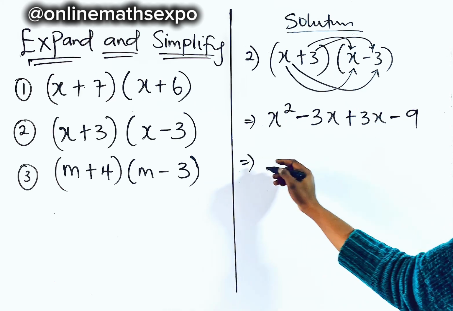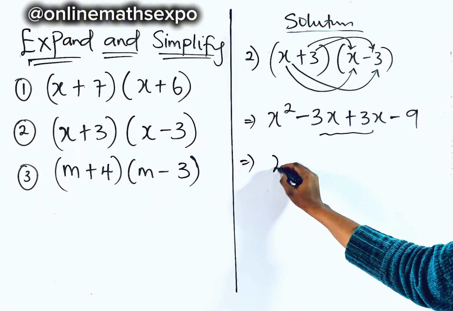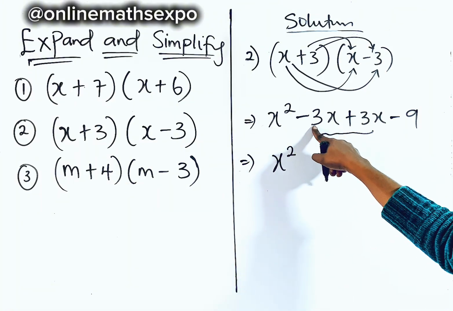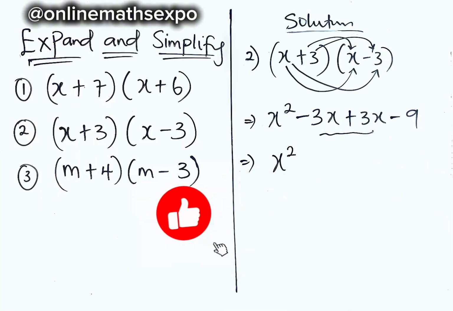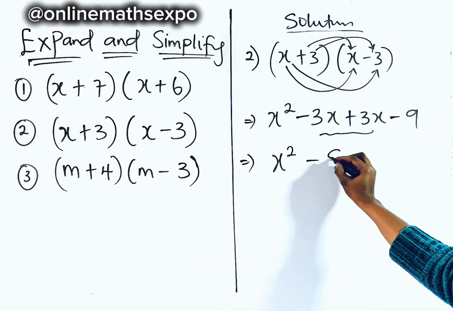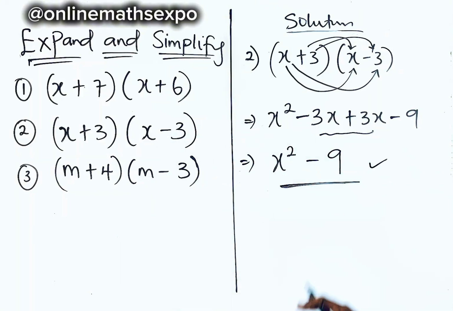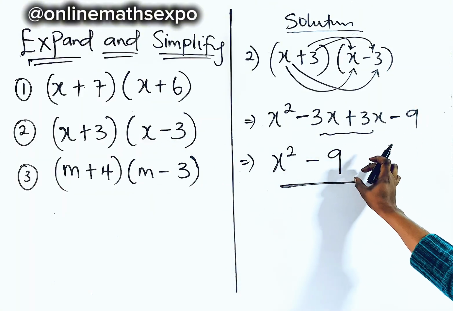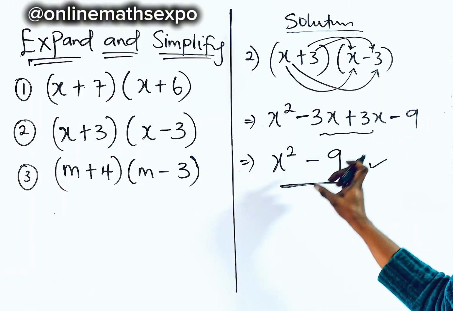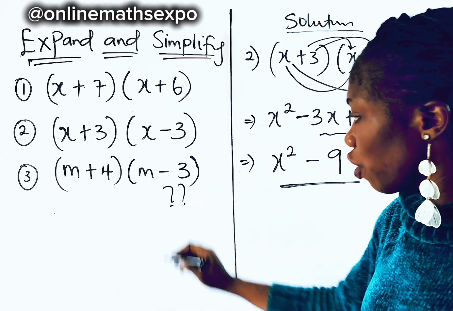So collect like terms. These two are the same, okay? So we're going to have x squared. Now, negative 3x plus 3x, you know, is 0. So it means there's no value in the middle, and we are left with negative 9. So this gives us our answer for the second one. Remember, we said don't put an equal sign so that you don't change the format of the question. Now, we expect you to work out the third one.